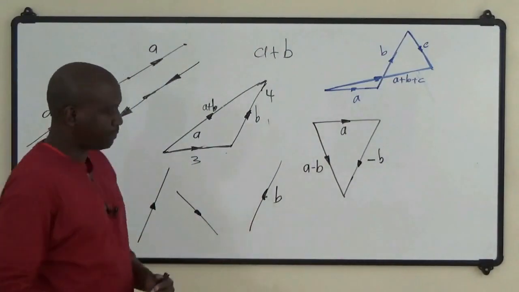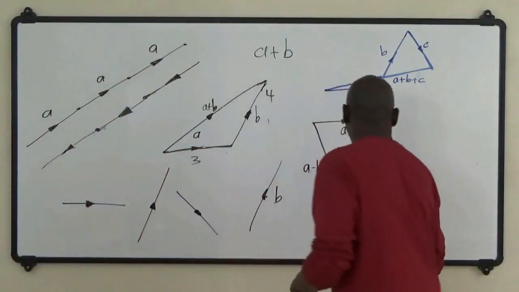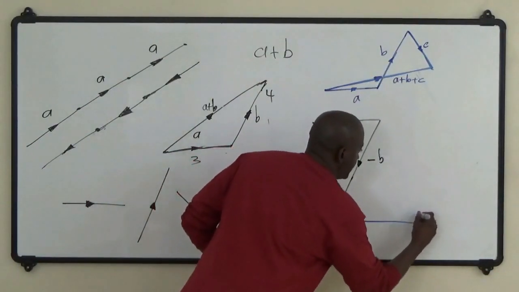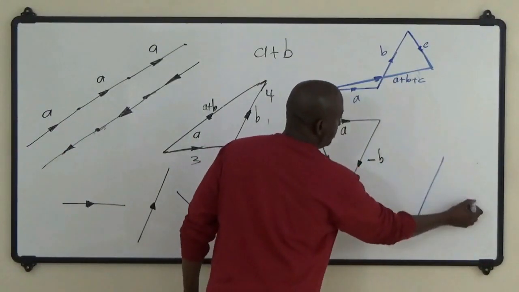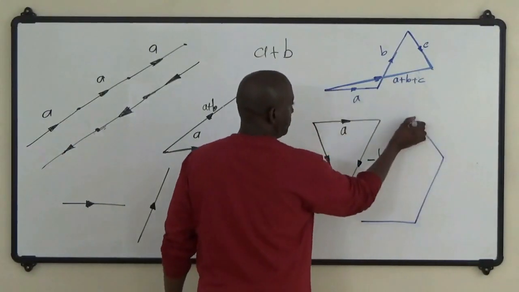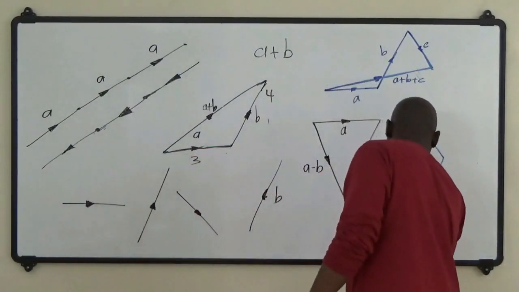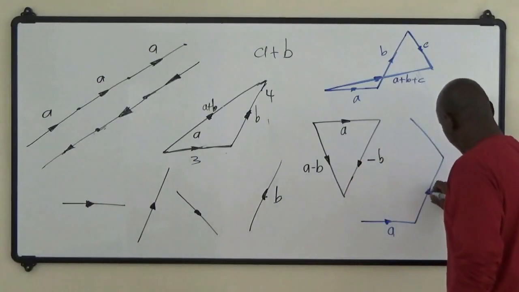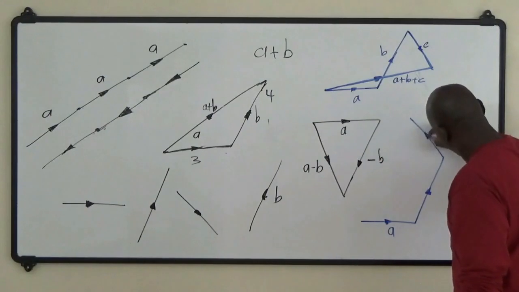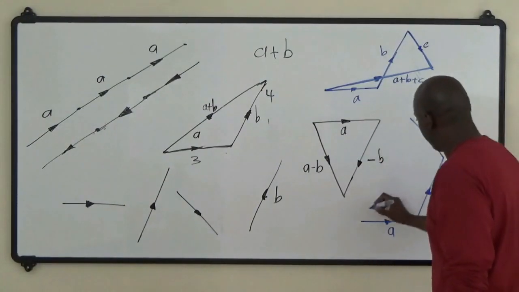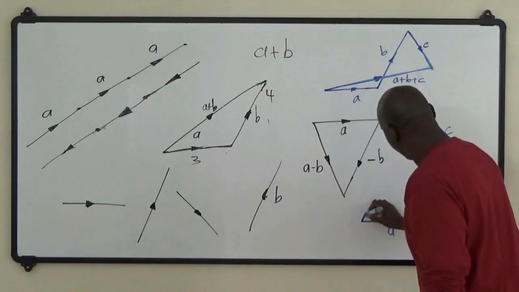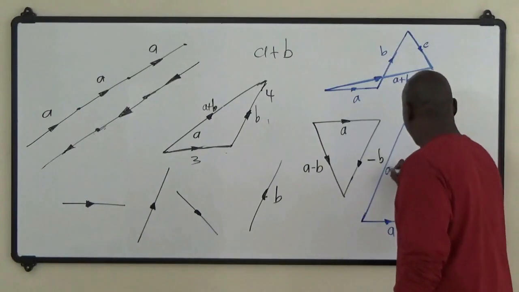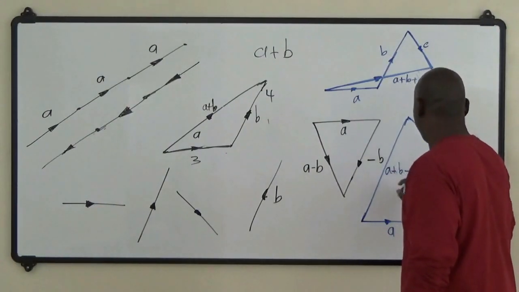So for example, let me say A plus B minus C, right? This is A, there is B, but C is going so. So minus C will be going so. So this is A, this is B, and this here is minus C. So this vector here, from here to here, will be the same thing as A plus B minus C.